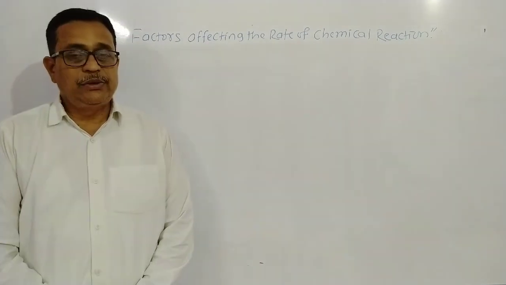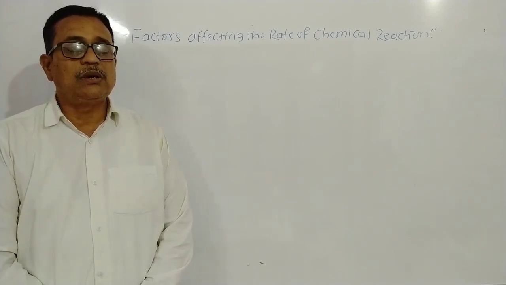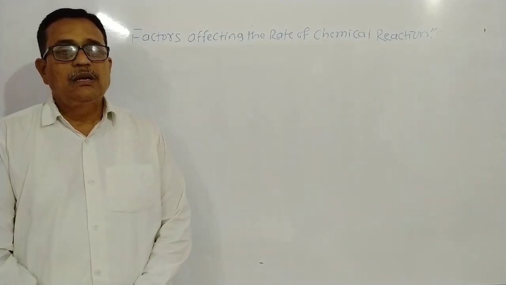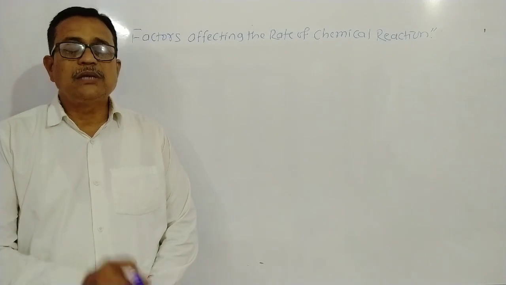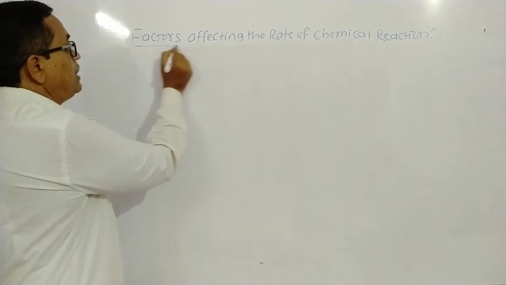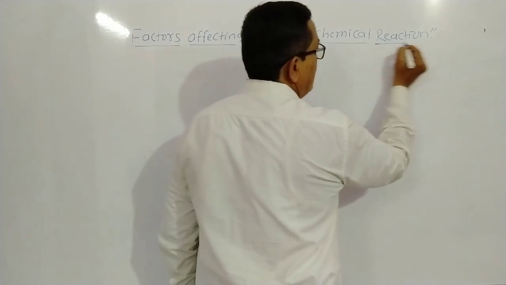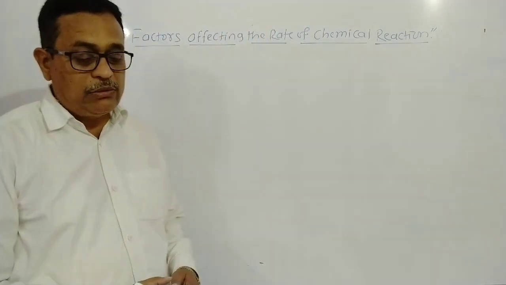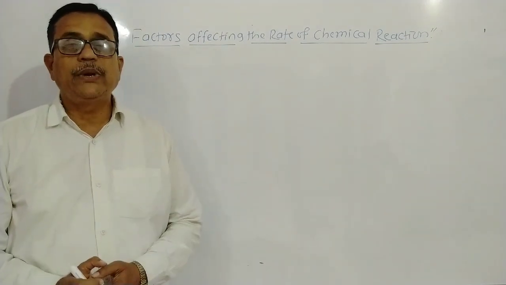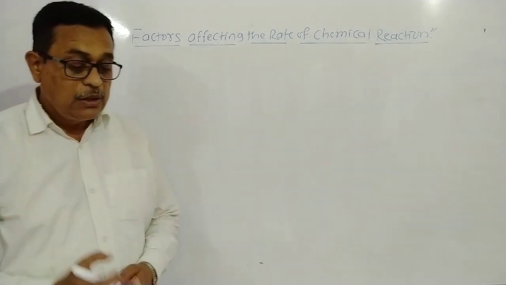In my previous video, we studied the factors affecting the rate of chemical reaction, and in that topic we studied two factors: nature of reactant and size of particle. Today, in this topic on factors affecting the rate of chemical reaction, we study another two factors: concentration of reactant and temperature of the reaction.